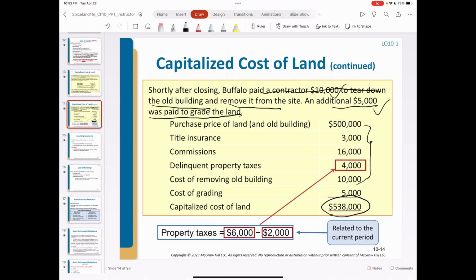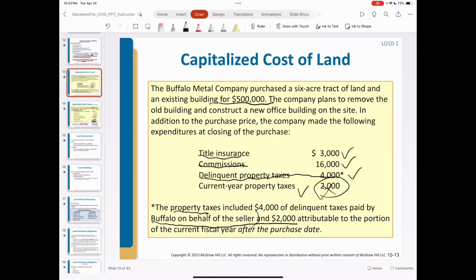These expenditures or costs are non-recurring. They are only incurred once for every purchase. While this current year property tax is a recurring item that will be payable every year, so it won't be included as part of the acquisition cost.